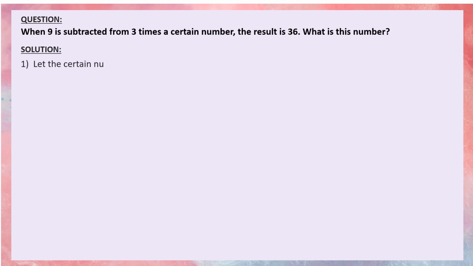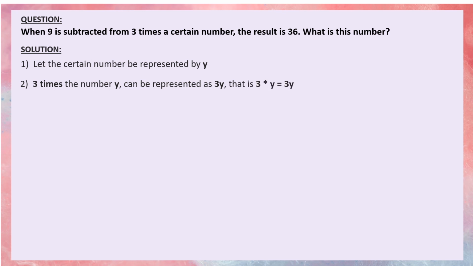So let the certain number be represented by a variable. This time around we will say y. Since we don't know the number, we can represent it with any variable. It could be a, b, c, alpha, beta. But in this particular case, we're saying let the number be y. So 3 times the number implies 3 times y, which is 3y.